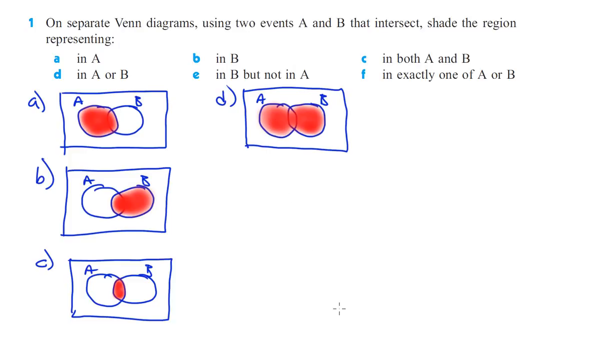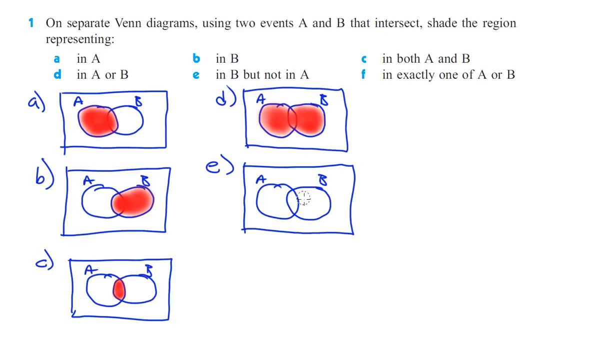E is in B but not in A. So this part's in B right in here, but it can't be in A, so it can't actually include that middle piece. So we're just going to keep it just in this section right in here. That's all the part that's in B but not in A.